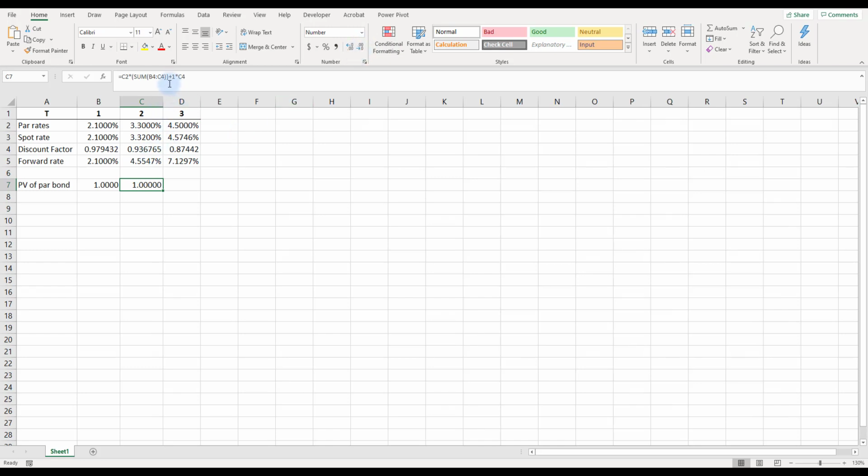Of course, if I lock this in and then copy it over, you should get 1 as well. So this shows that using these spot rates, the price or the PV of the cash flow should be equal to par. Right, so we're done for this. So these are the spot rates. We'll now proceed to generate the binomial interest rate tree.